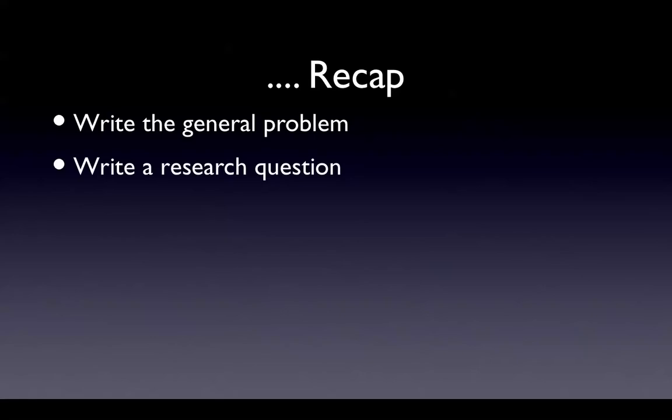Having done all of this, you are then ready to start writing. So as a quick recap, write your general problem based on the literature you have read and from the problems you have seen in literature, and based on the problems that you have seen either in your own classroom, school, or whatever. Write a research question or research questions. Write these questions very clearly. Make sure that you can identify all the key concepts in this question.